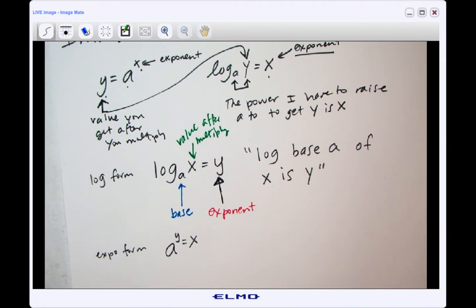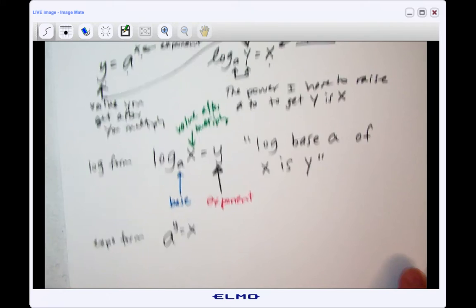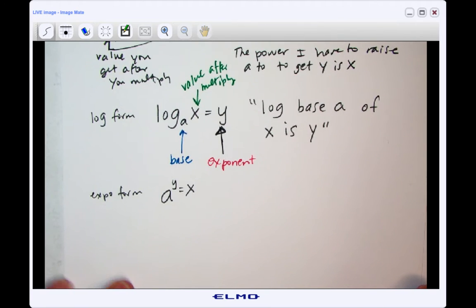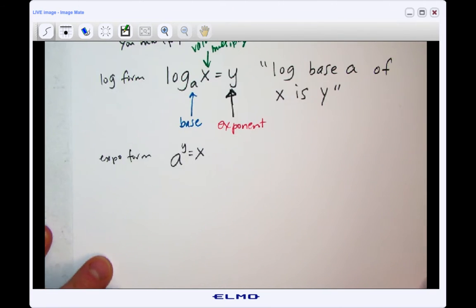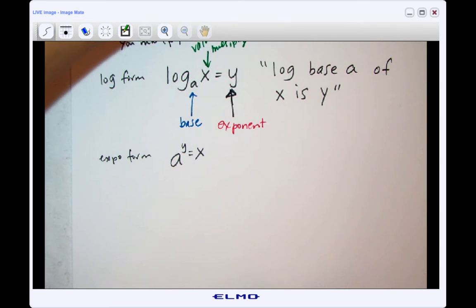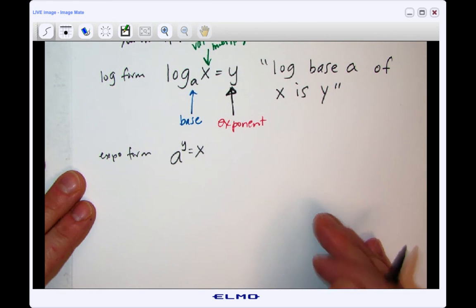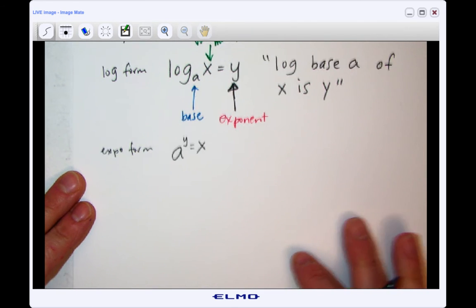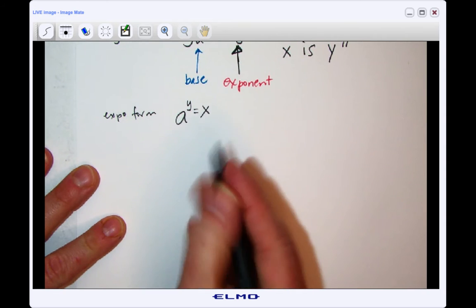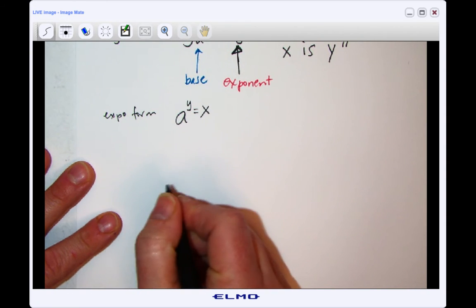Now, why do we even bother with logs? It's so that we can solve equations that we couldn't solve before, because when the variable is the exponent, we're not usually able to solve for that. But if we use logarithms, we'll be able to do that. Now, we're not going to solve any in this video. We're just going to look at a few and evaluate them to try to wrap our brain around this idea.